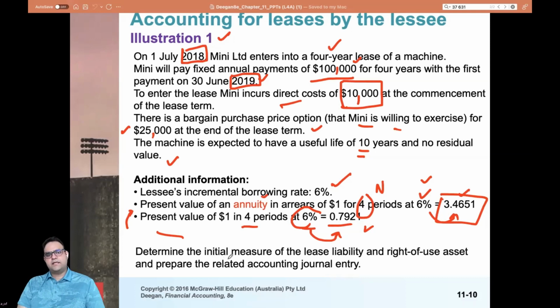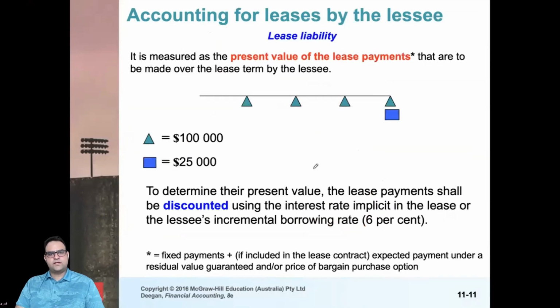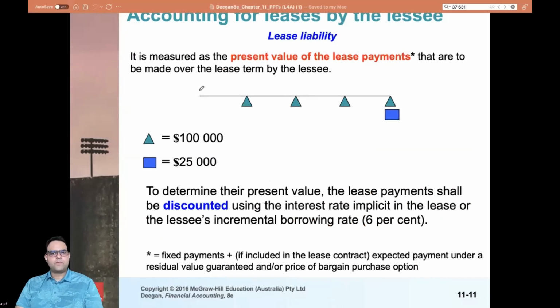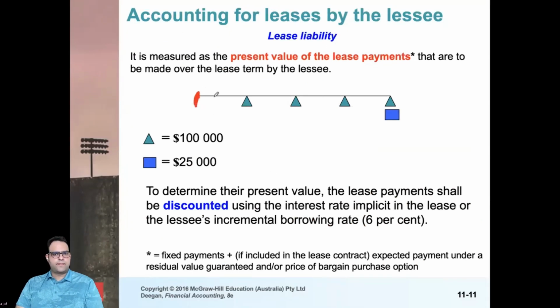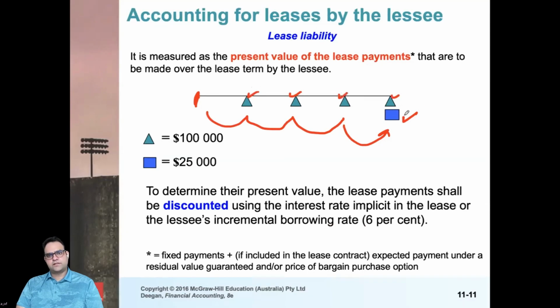The requirement is to determine the initial payment of the lease liability and the right of use of the asset and prepare the related accounting journal entries. So first we see what is the schedule we have here. So here our contract began. After 1 year, we pay 100,000, 100,000, 100,000, 100,000. And we are also having the purchase bargain option, which we utilize at the end. So 100,000, 100,000, 100,000, 100,000, and an additional 25,000.